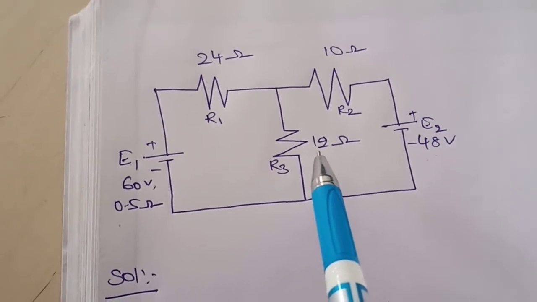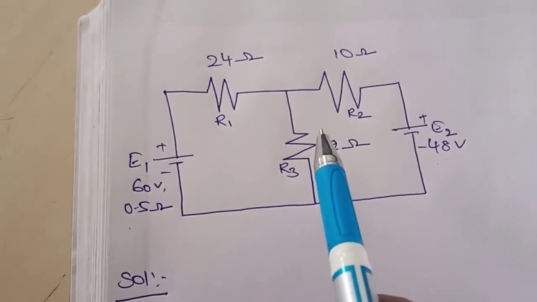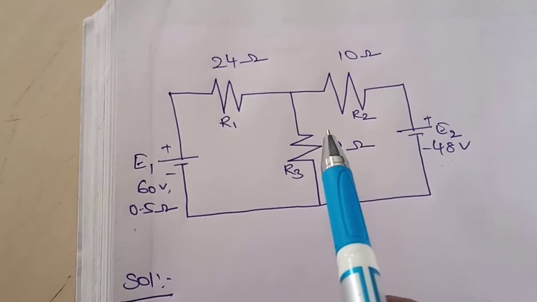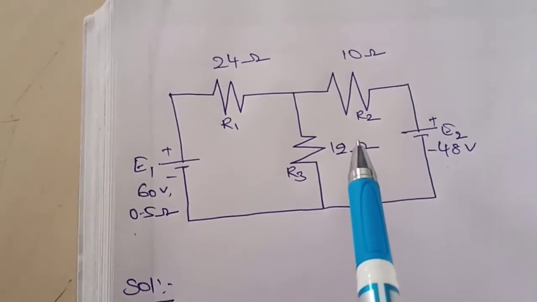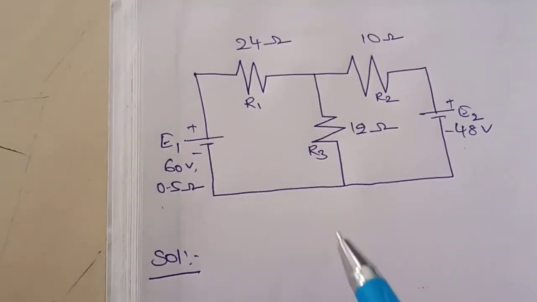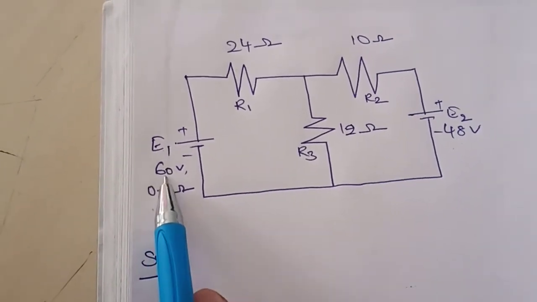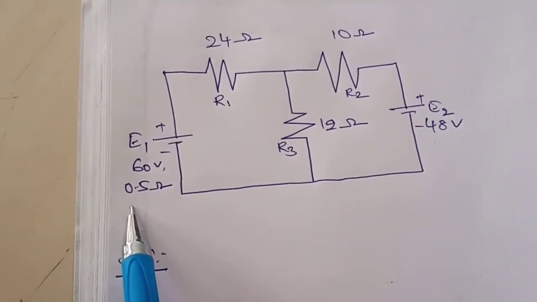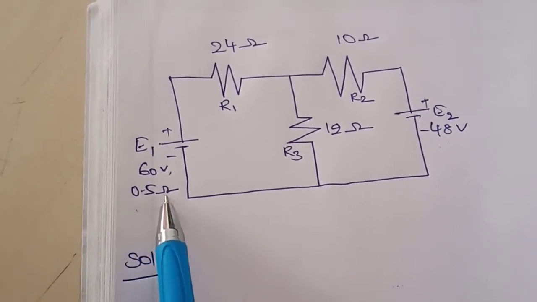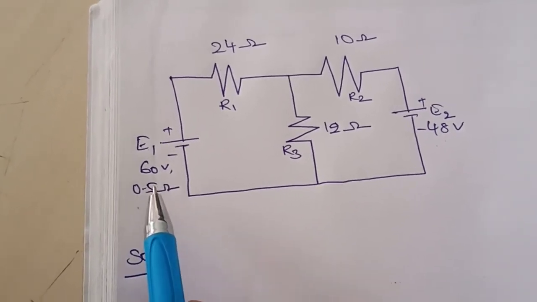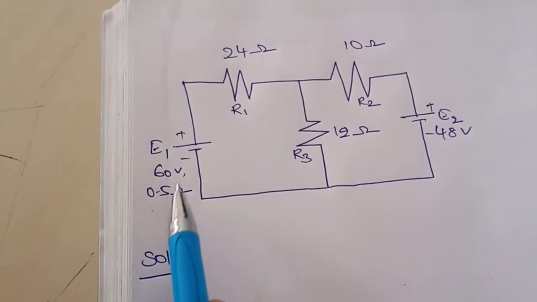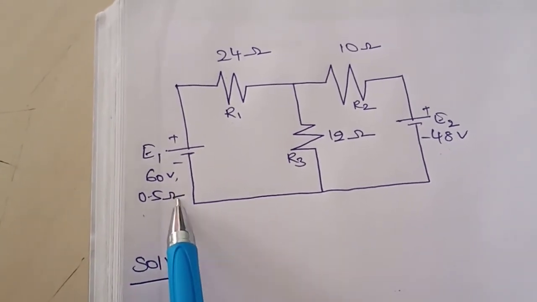So you already know the statement of superposition theorem. Now we'll solve the problem according to the rules which we have to follow in solving this superposition theorem. First, you have to redraw this figure. Here it has been given that this is 60 volts, 0.5 ohms. That means it has some internal resistance of value 0.5 ohms. Now let us draw this circuit and then solve by applying superposition theorem.